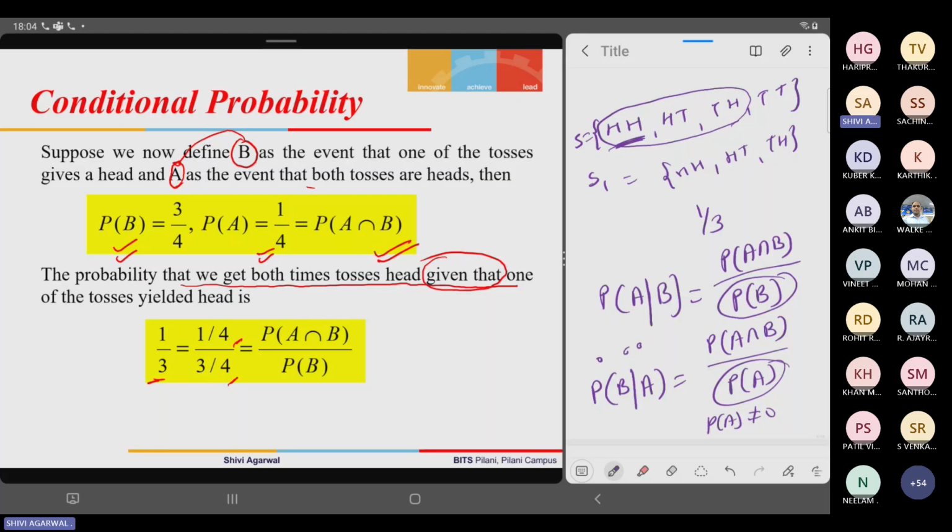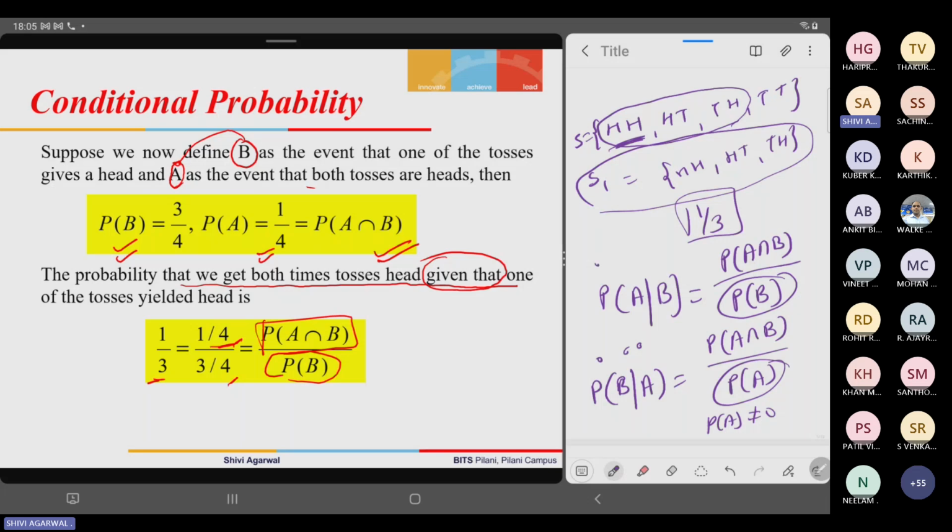So now this is the condition which we are taking here, that the probability of B is equal to 3 by 4 and probability of A intersection B is equal to 1 by 4. So then it becomes 1 by 3. Here by using the sample space, we are trying to find out this probability is 1 by 3. But in most cases, it's very difficult actually.